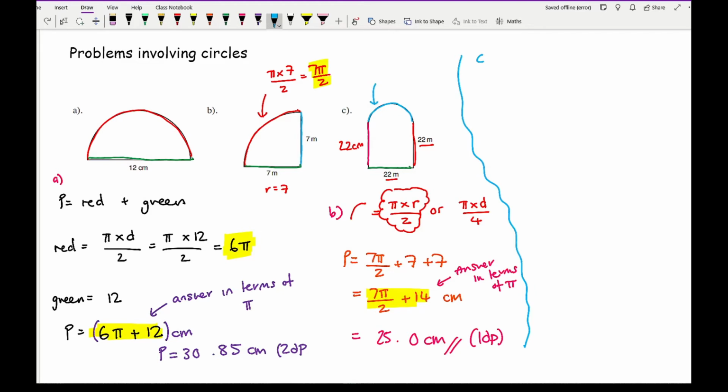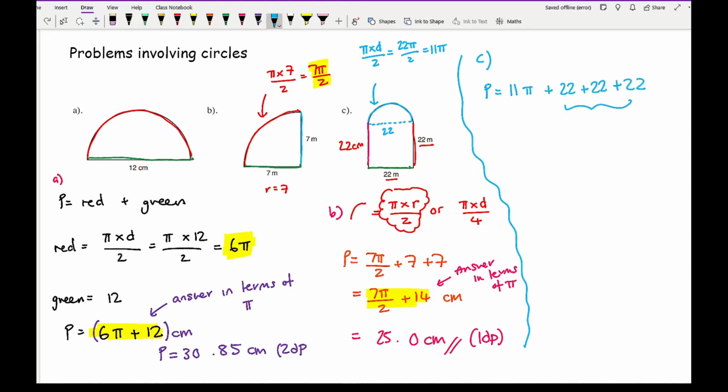Now to work out the semicircle, that's going to be pi times the diameter divided by 2, and here the diameter is 22. I'll just put a little dot there, and that's going to be 22. So it's going to be 22 pi divided by 2, which equals 11 pi. So for C, to work out the perimeter of this shape, it's going to be the blue length, which is 11 pi, plus 22, plus 22, plus 22.